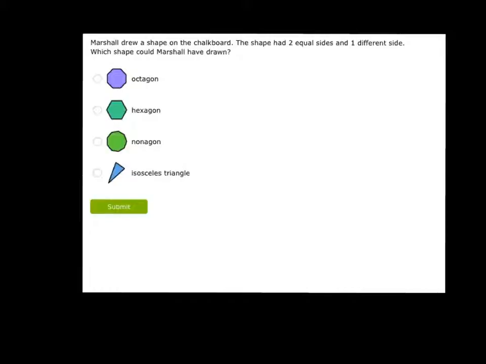Marshall drew a shape on the chalkboard. The shape had two equal sides and one different side. What shape could Marshall have drawn?